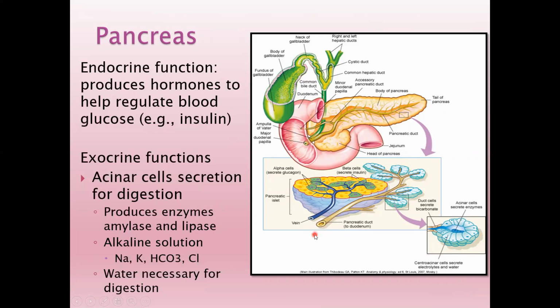These are essential for digestion. The pancreas produces amylase and lipase, and also produces an alkaline solution that consists of electrolytes. So the alkaline solution and also the enzymes amylase and lipase are produced by these acinar cells in the exocrine function of the pancreas. The water is necessary for digestion as well.